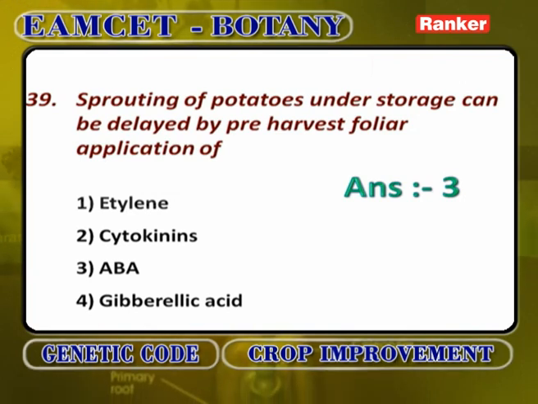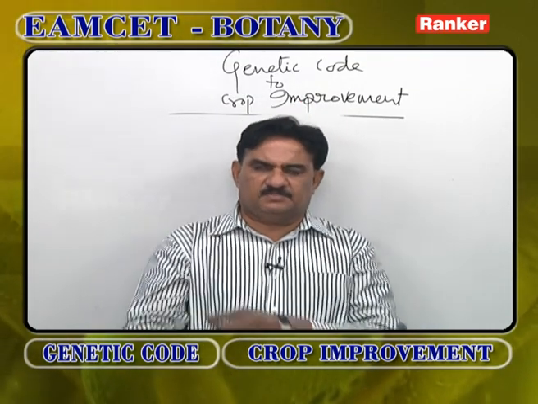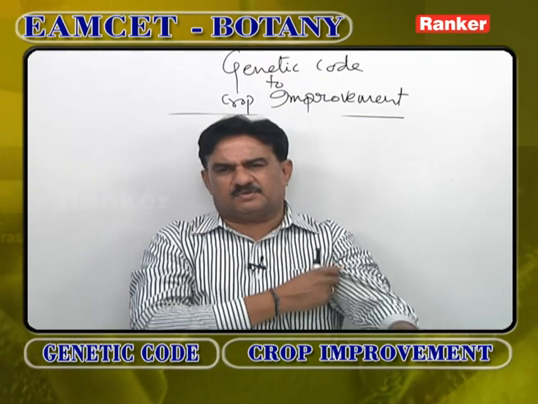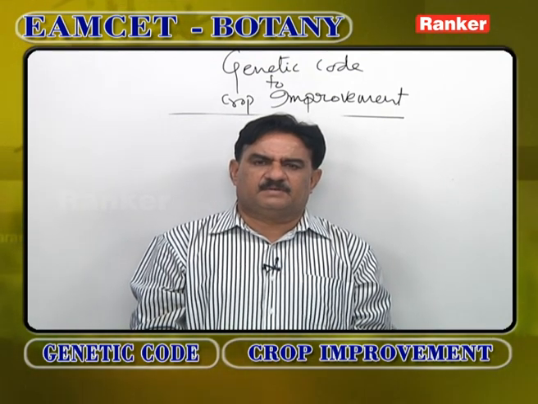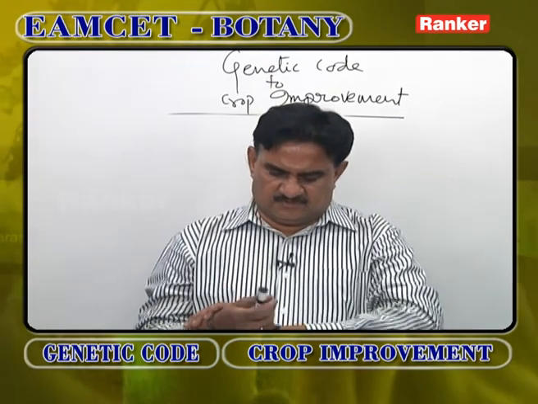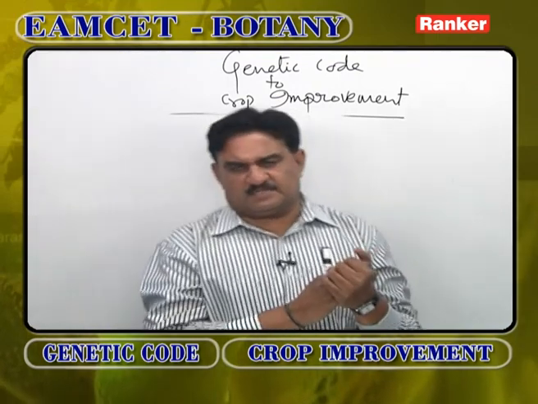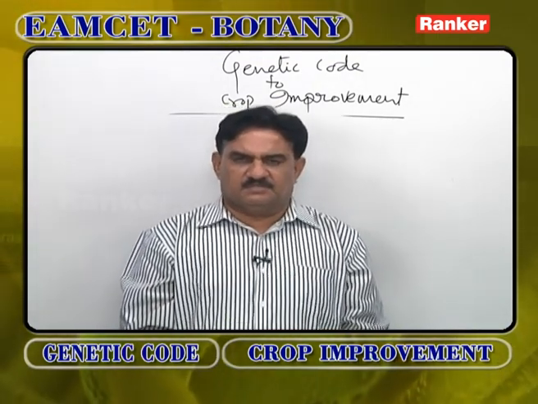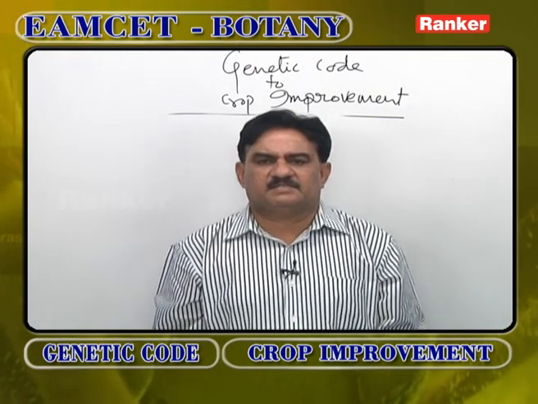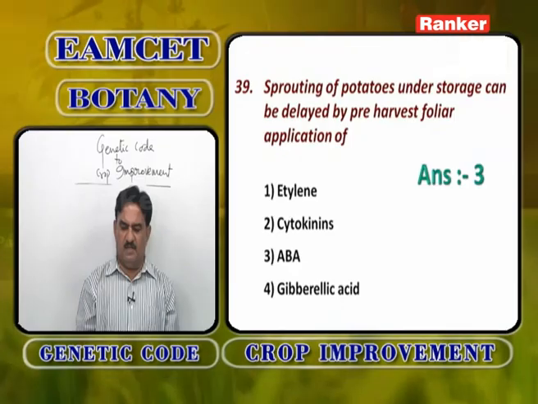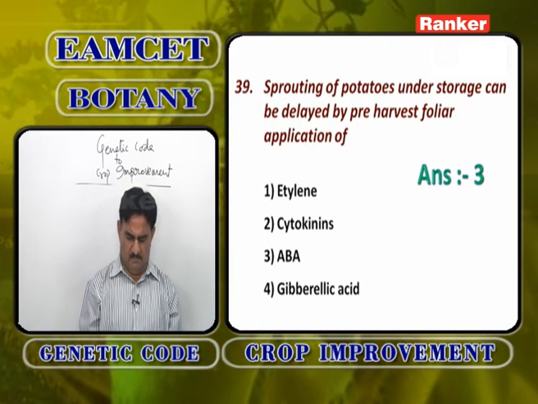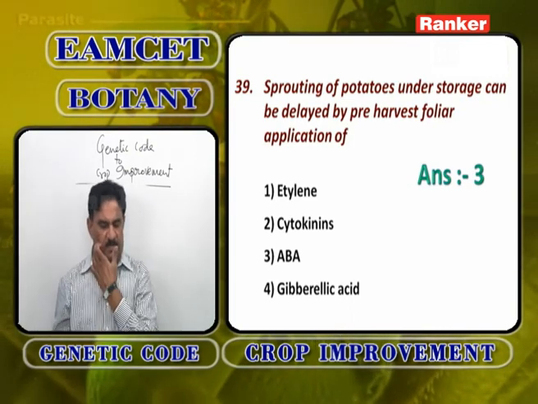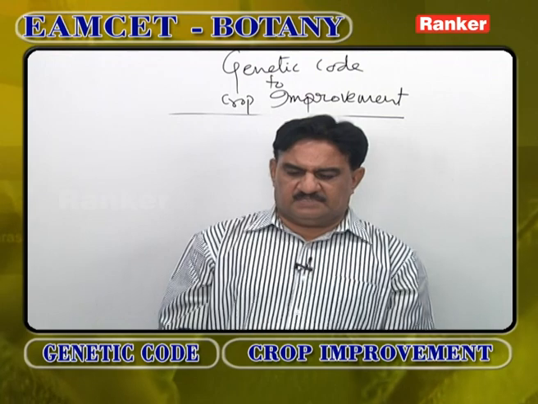Sprouting of potatoes under storage can be delayed by pre-harvest foliar application of. Potato, the stem tuber, is commercially valuable. The stem tuber is transported from one area to another, even over longer distances. Whenever they are transported or stored, if sprouting starts from the eyes, those potatoes are commercially not useful. Sprouting is the formation of new plants; vegetative propagation in potato tuber through eyes is popularly called sprouting. So during transportation and storage, sprouting must be stopped. This sprouting can be delayed by pre-harvest foliar spray of abscisic acid. Abscisic acid effectively stops the formation of new plants from the eyes of potato.